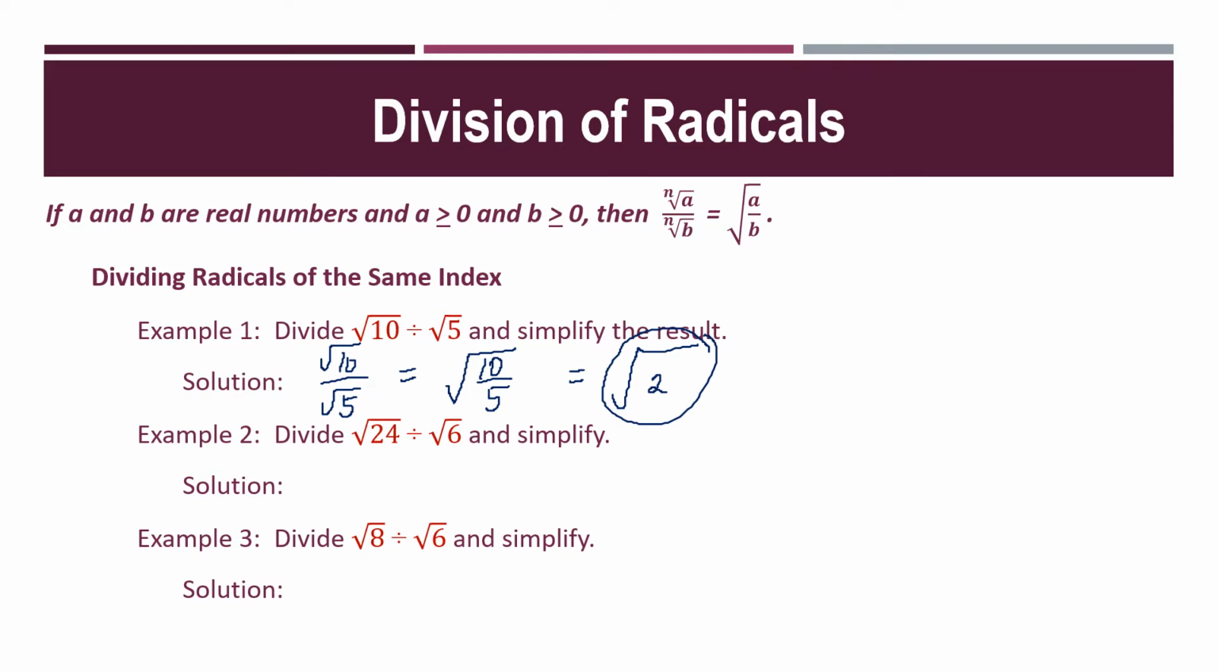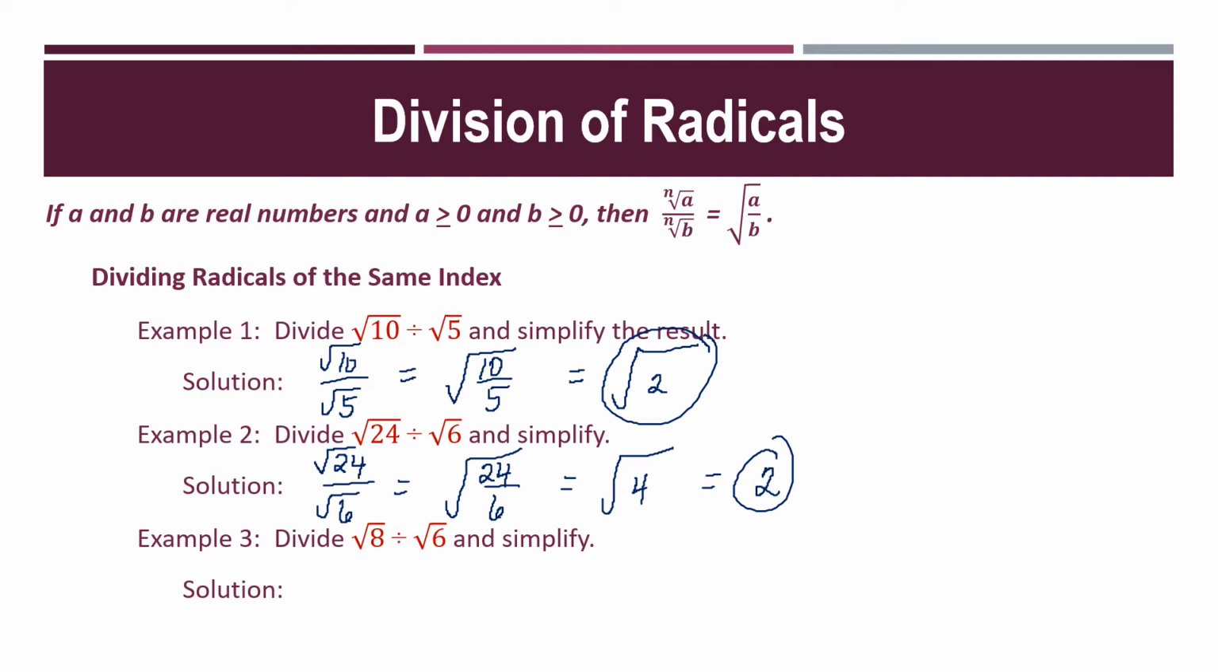Another example, divide square root of 24 by square root of 6. This is equal to square root of 24 over square root of 6, or square root of 24 over 6. And 24 over 6 is equal to 4. The square root of 4 is 2. Therefore, the quotient is 2.